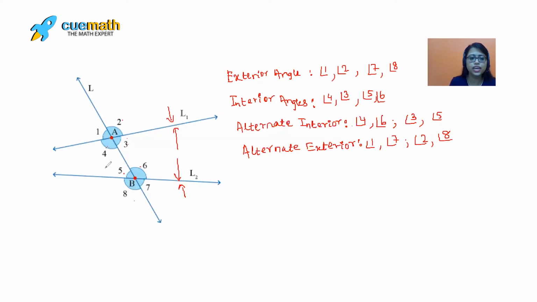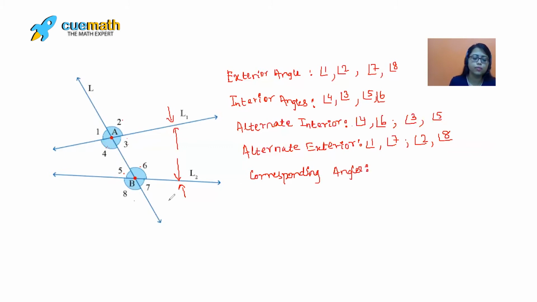Now we come across, yes, what is the next one? Yes, corresponding angles. So what are corresponding angles? These angles will lie on the same side of the transversal. And also you will see that they'll be either above the line L1 and L2 or they'll be lying below the line L1 and L2, right? So these are your corresponding angles. So let me write it here. Corresponding angles.